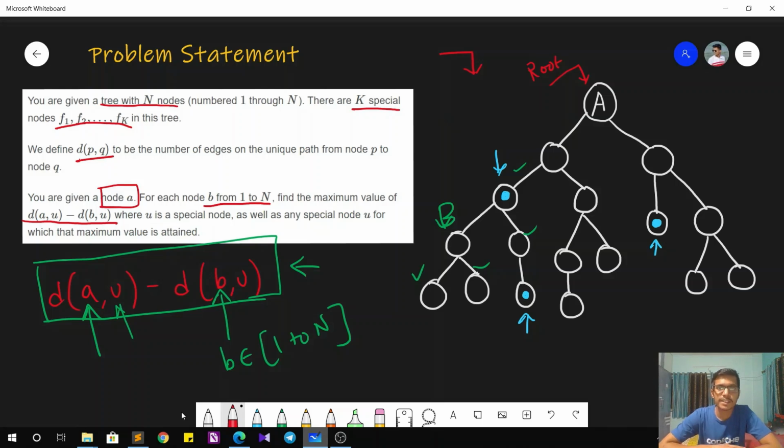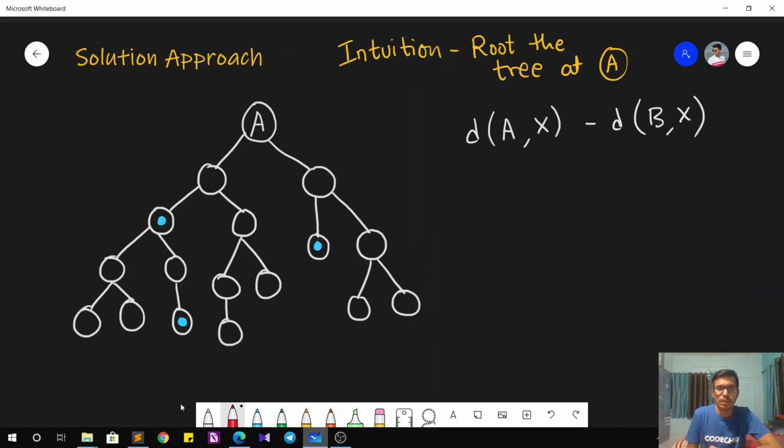For sample test cases, you can read the problem statement given on the website. Below there are some sample test cases with explanation as well, but we'll be focusing more on our own example, the diagram which you can see on the right hand side. We'll be seeing how to approach the solution using this same test case. The solution approach goes as follows.